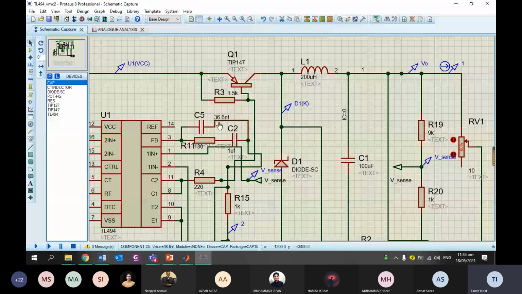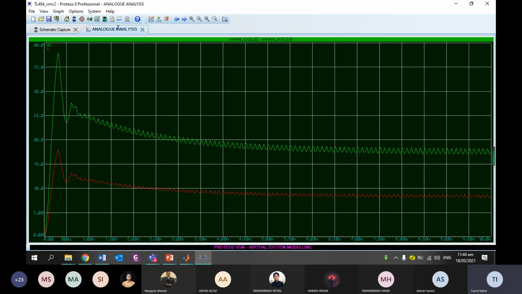So between terminal 2 and terminal 3, we have a 36.6 nanofarad capacitance, a 130 ohm resistance, and a 1 microfarad capacitance. Okay? So this is how we are going to implement this modified PID control, which has one integrator, 2 zeros, and 2 poles. And let's look at the performance of the circuit.